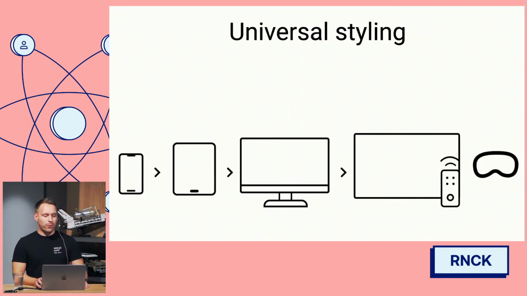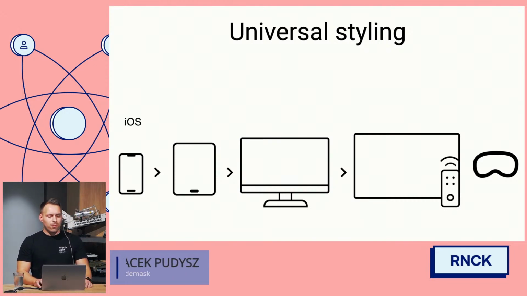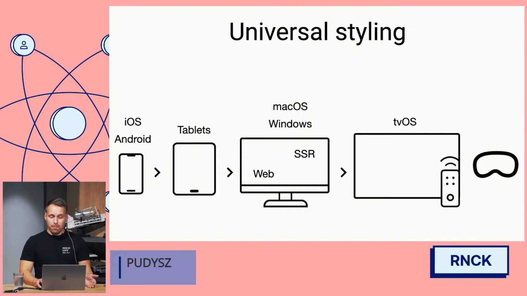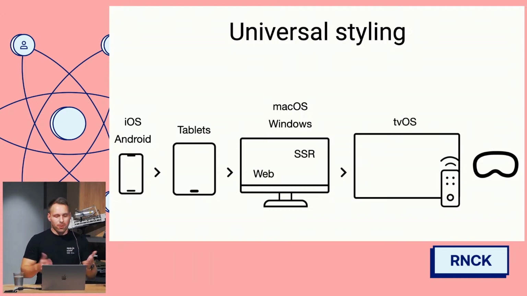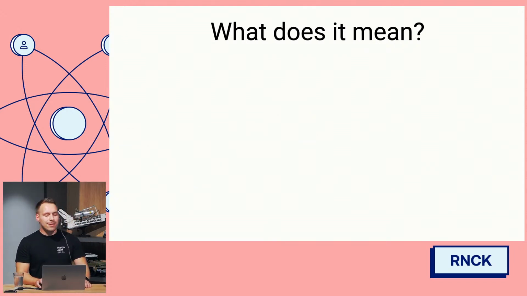But let's move further. Let's talk about universal styling. By universal, we actually mean that we can build our apps on multiple targets like iOS, Android, tablets, macOS, Windows, tvOS, web, server-side rendering for web, and even visionOS. We have a lot of platforms here. But what does it mean exactly?